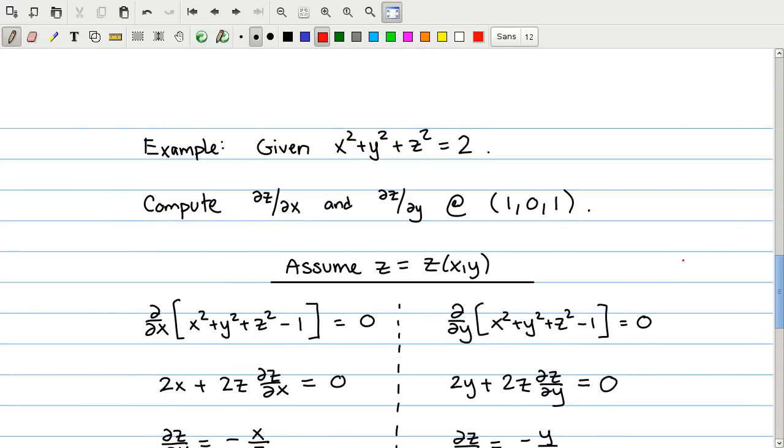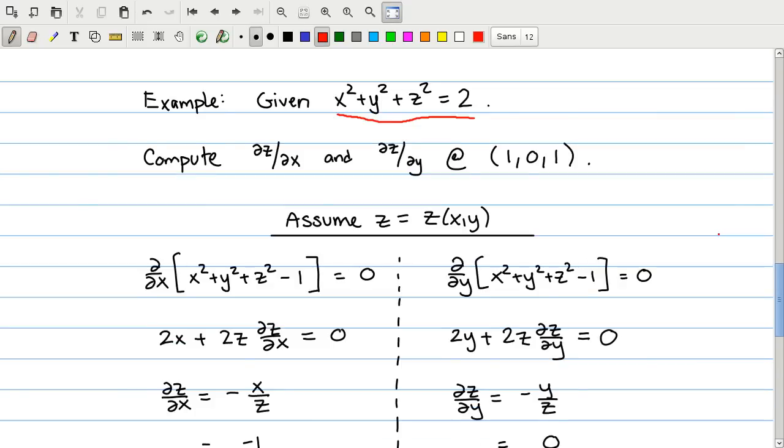And one example is all for this video. This is the equation for a sphere, x squared plus y squared plus z squared equals 2. And we're being asked to compute two partial derivatives, dz dx and dz dy at the point 1, 0, 1. X equals 1, y equals 0, z equals 1. We'll compute those partial derivatives, and then we'll see if that answer makes sense by comparing it to a graph of a sphere.